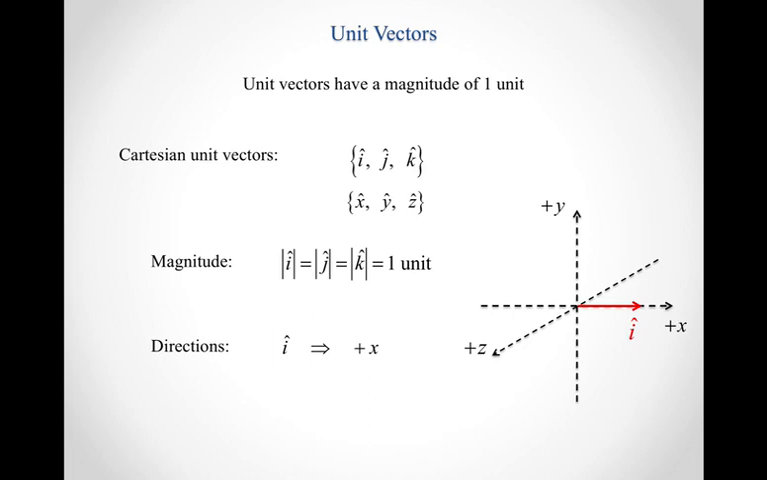So there's i hat drawn to the right. j hat points in positive y, so since positive y points up, j hat points up. k hat points in the positive z. So i hat, j hat, and k hat all have 1 unit in magnitude, and point in the positive x, positive y, and positive z direction.